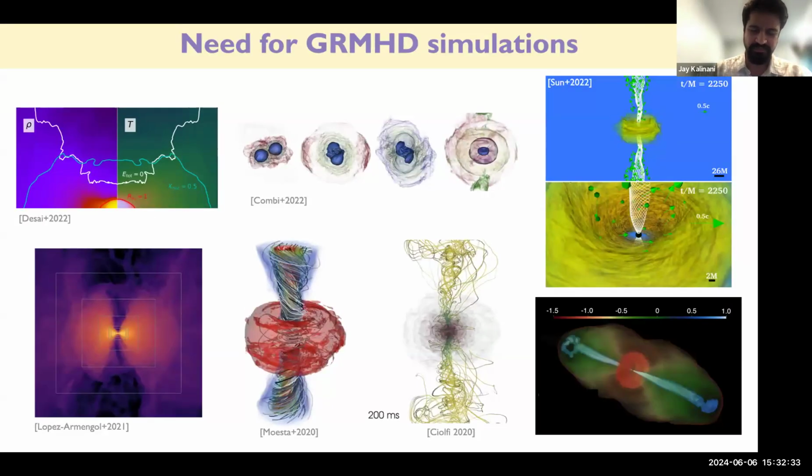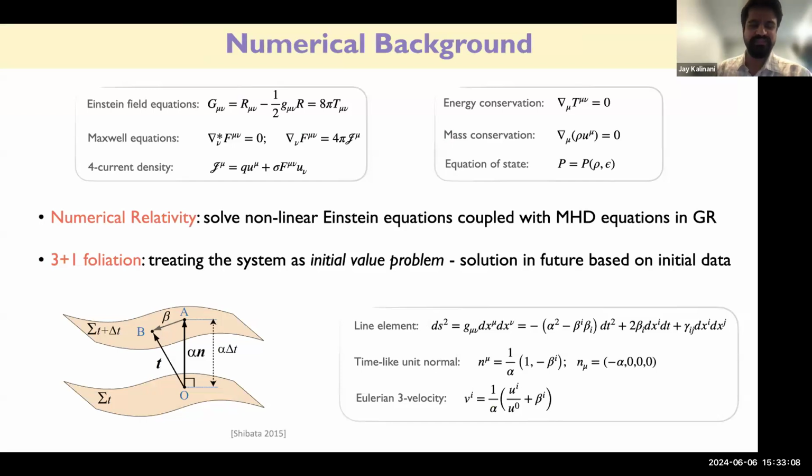So needless to say, to model different astrophysical scenarios and understand the underlying physical mechanisms, such as binary neutron star mergers, proto-neutron stars, supermassive binary black hole mergers, accretion disks around the black holes, as well as these relativistic jets, GRMHD simulations, or the so-called general relativistic magneto-hydrodynamic simulations, play a fundamental role. And so in order to perform these simulations, we need numerical relativity. That's why we are all here.